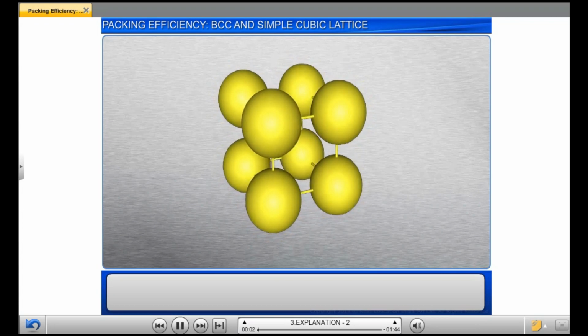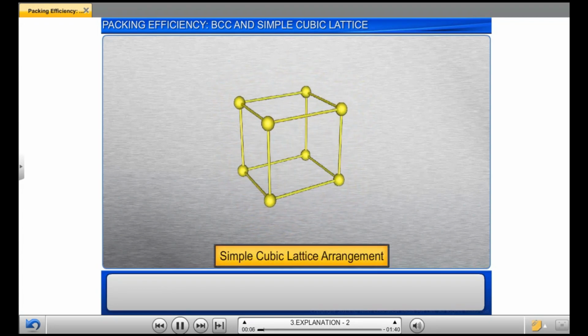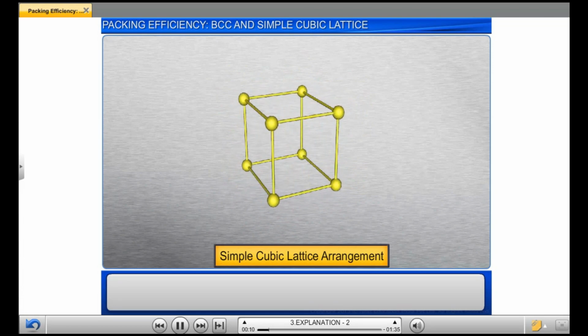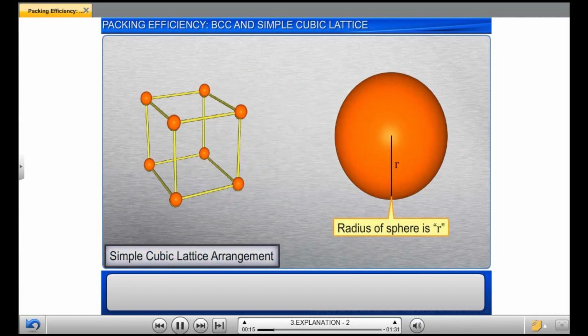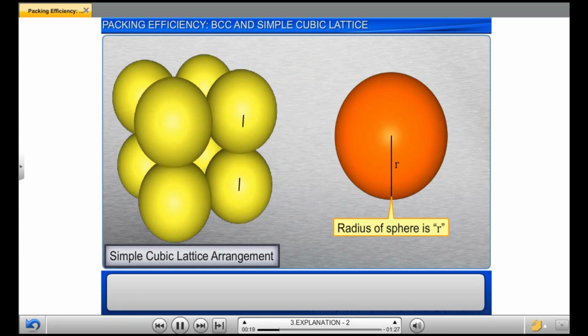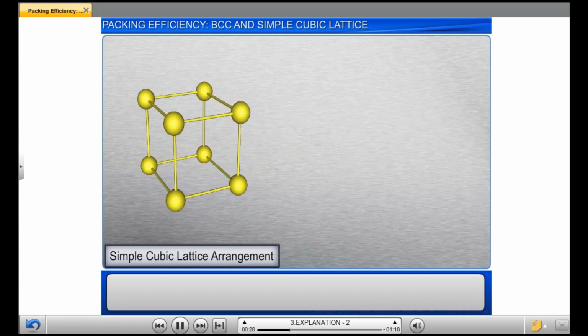Now let us study the simple cubic lattice arrangement. In this arrangement, the particles are present only at the corner lattice points of a unit cell. Each unit cell has 8 spheres with radius r. The edge length of a unit cell is a = 2r. All these 8 spheres are present at the corners of a unit cell, as shown here.